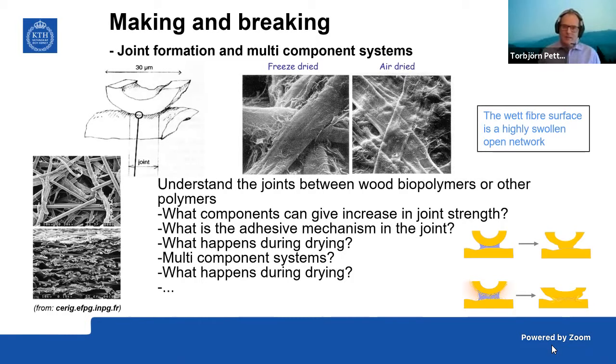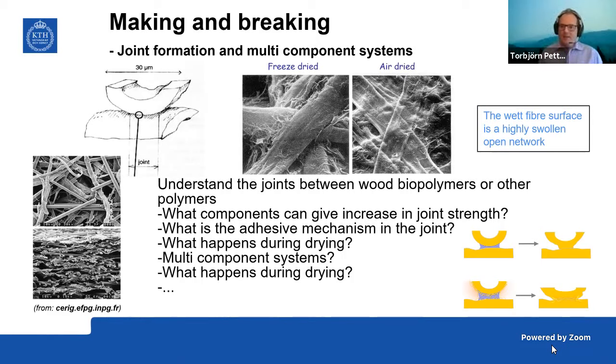And in this image, we can see two semi-images of a paper sheet. One paper that is freeze-dried in the middle, and to the right of that one, we see an air-dried paper sheet. And we can see a quite big difference when they are freeze-dried or air-dried. So something happened during the drying. And during the drying, it forms a joint. And we want to understand what actually happened during this joint formation.